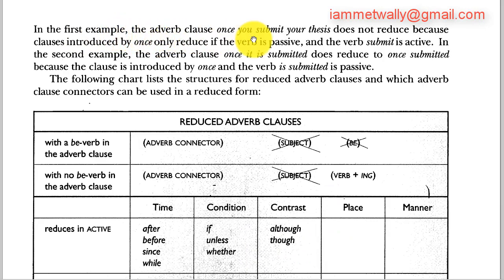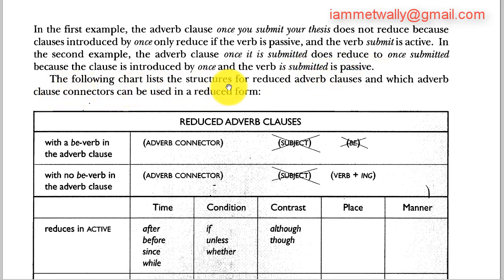In the first example, the adverb clause "once you submit your thesis" doesn't reduce because a clause introduced by "once" is only reduced if the verb is passive, and this is something you have to memorize. And the verb "submit" is active. In the second example, the adverb clause "once it is submitted" does reduce to "once submitted" because the clause is introduced by "once" and the verb "is submitted" is passive.